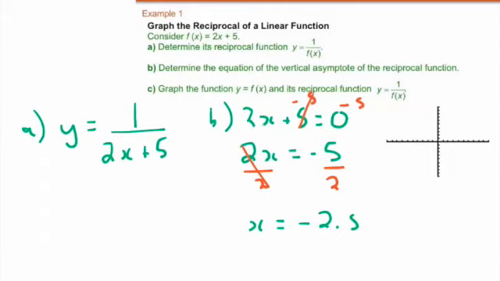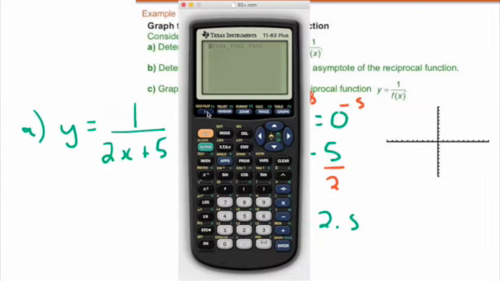To do question C, to graph the reciprocal, we've got to take out the graphing calculator. Now, the graphing calculator is a little bit tricky with these. We cannot just type in 1 over 2x plus 5. The calculator doesn't understand that that means that the whole 2x plus 5 is in the denominator. It just thinks that the 2x is in the denominator and not the plus 5.